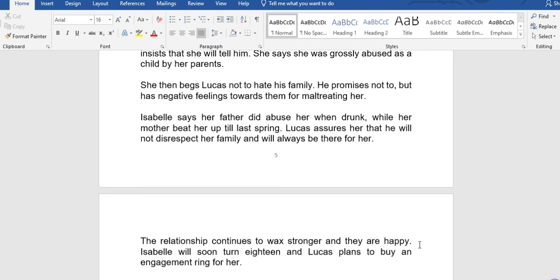Isabel says her father did abuse her when drunk, while her mother beat her up till last spring. Her mother was still beating her up till last spring. Lucas assures her that he will not disrespect her family and will always be there for her.